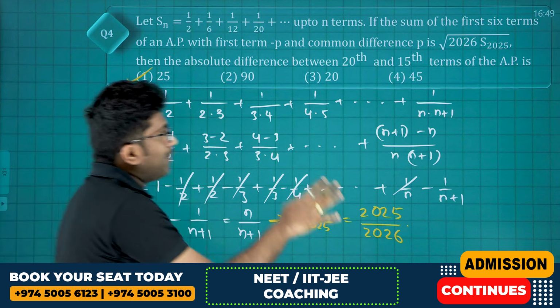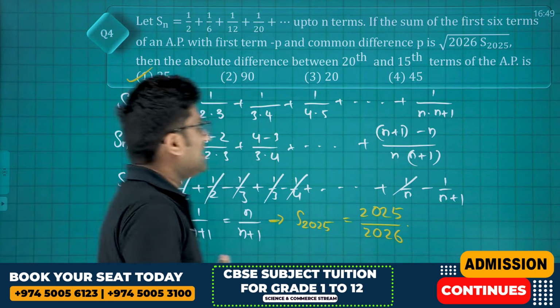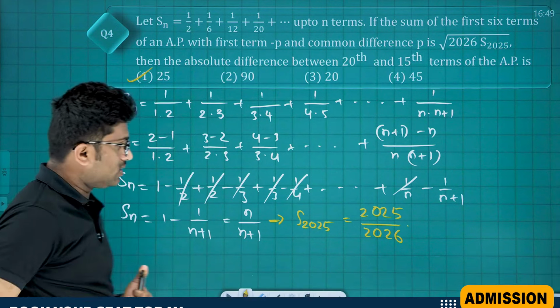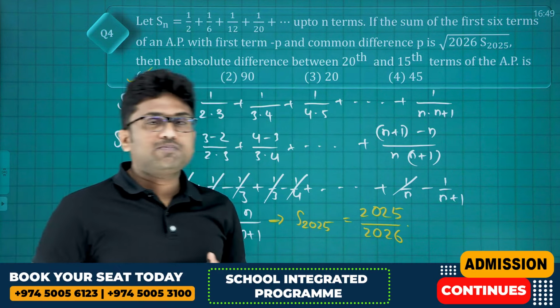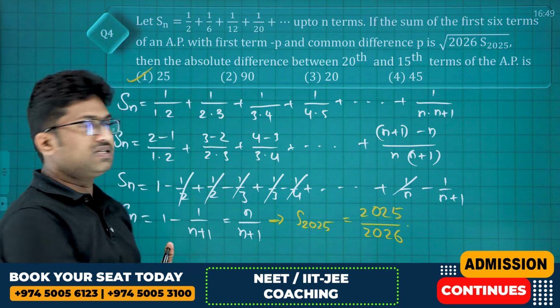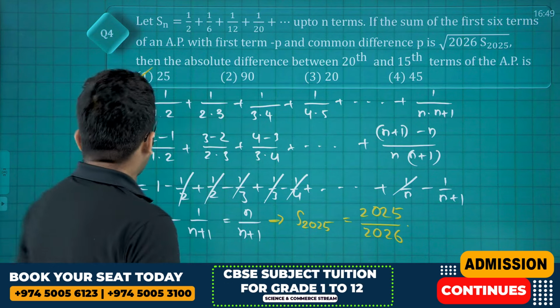So here the most important part is not the AP, it is this telescopic series. If you are able to rearrange the terms and, by using the method of difference, simplify Sn, that itself is our solution. Next question.